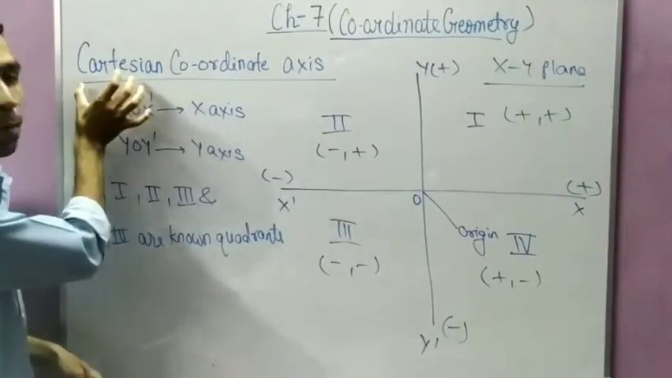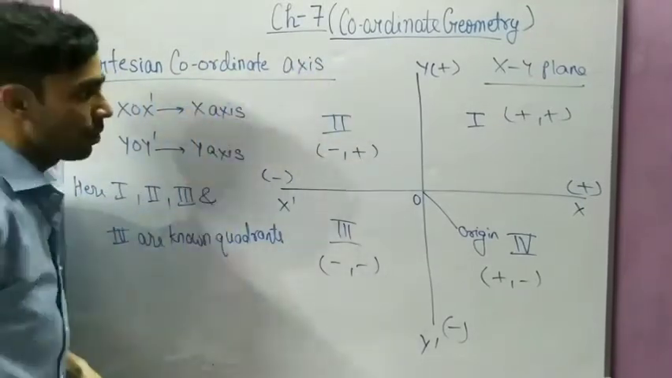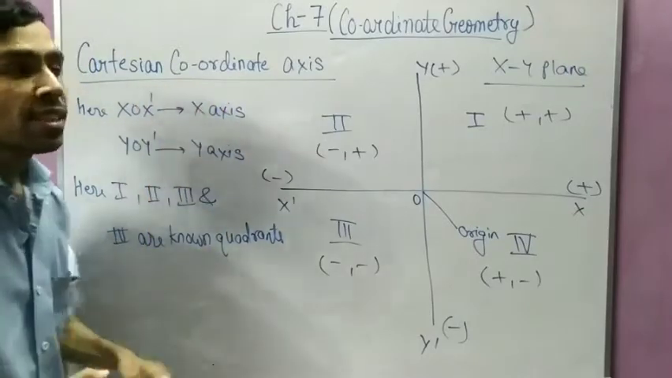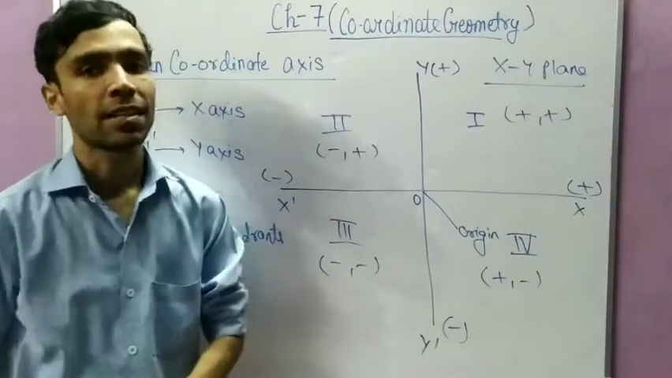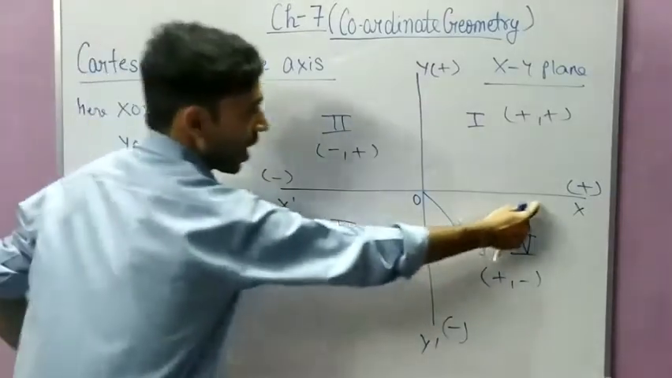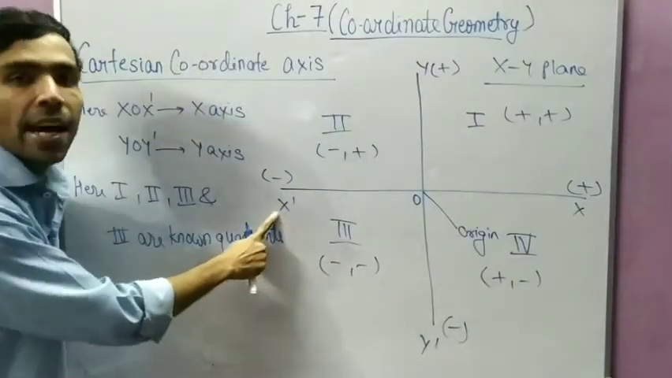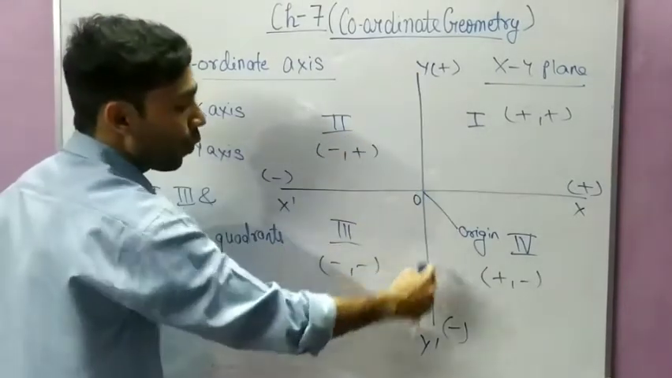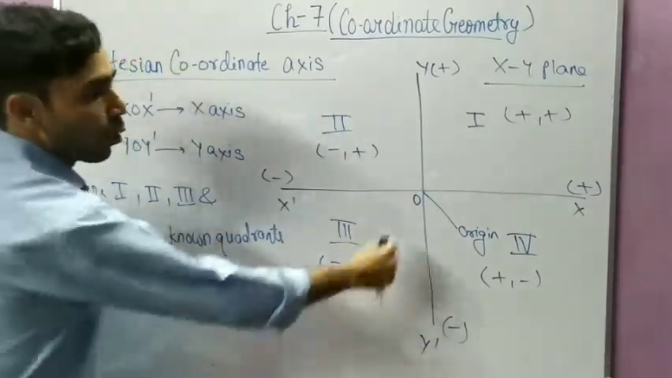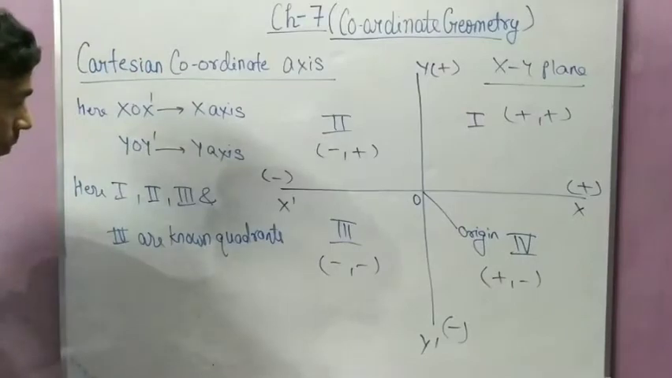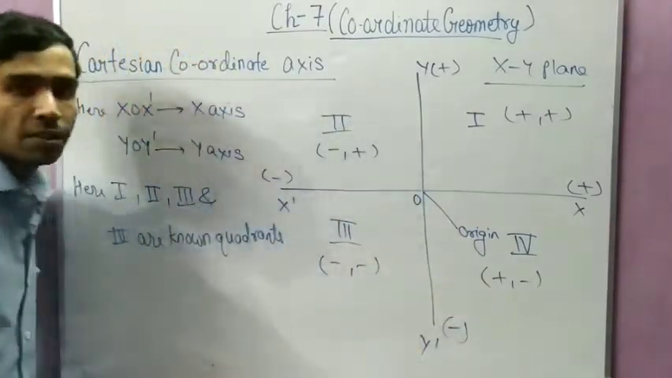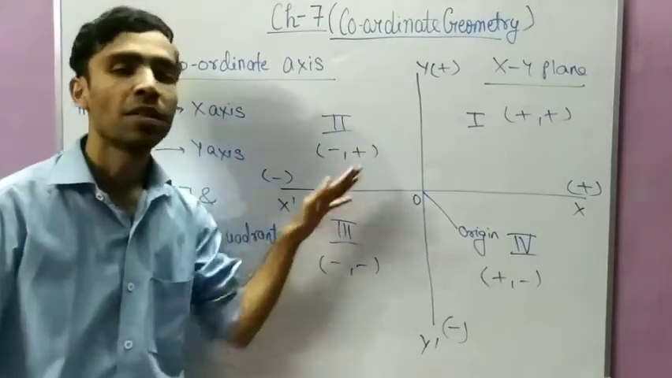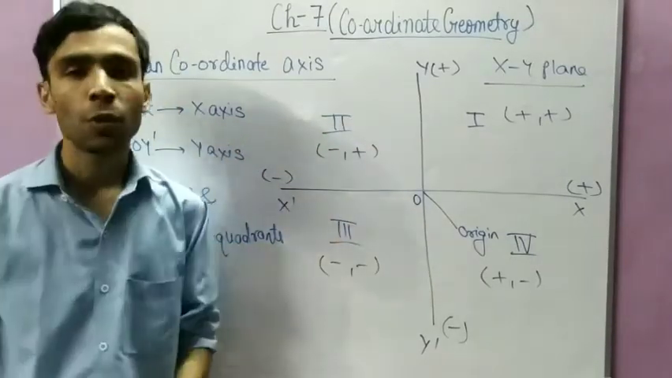I have started from the Cartesian coordinate axis, which is nothing but the combination of x-axis and y-axis. Here X O X dash is the x-axis, Y O Y dash is the y-axis, and O is the origin. And these are the first, second, third, and fourth quadrants. The signs we have already mentioned. So this diagram you can note.